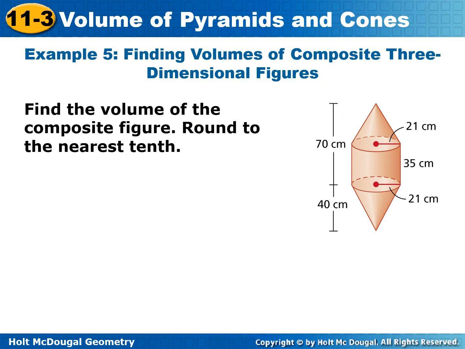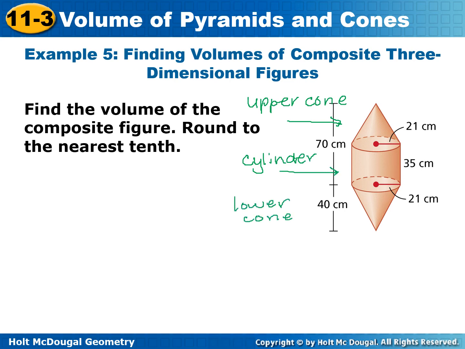Now we're going to find the volume of a composite three-dimensional figure. If you take a look at this figure, we actually have three things that we're going to find. We have an upper cone, and we have a cylinder, and we have a lower cone. So we will find those separately and then add them all together. Let's start with this upper cone.